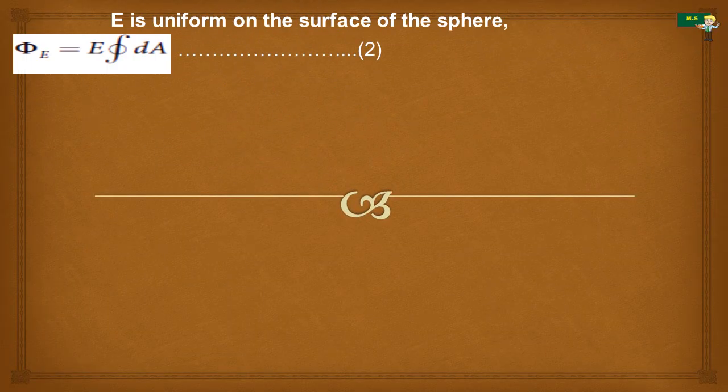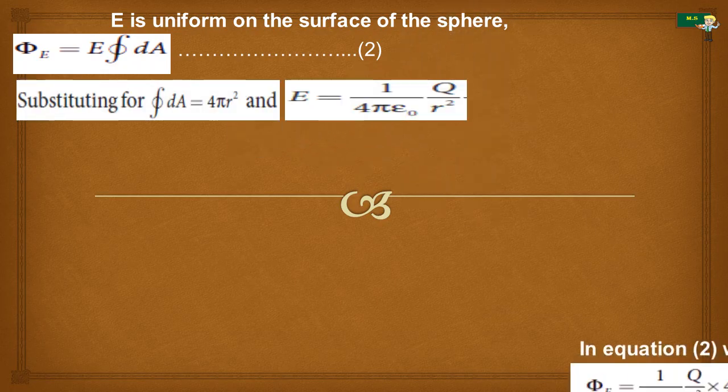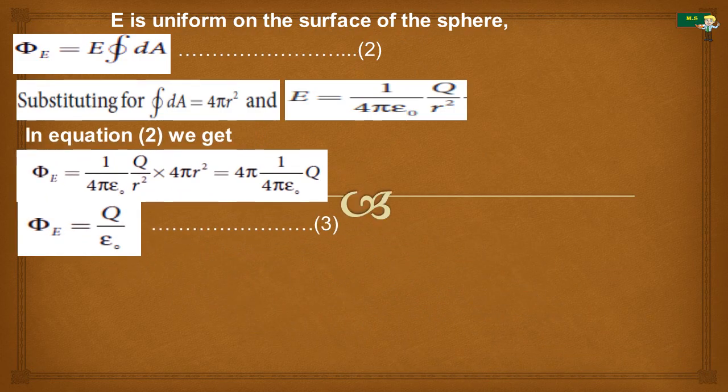Now, E is uniform on the surface of the sphere. If you consider the whole surface, the E value is uniform over the full sphere, as I explained in the equipotential surface already. Then phi E is equal to E closed integral dA. We can take the E outside of the integral, and we only have to integrate dA. This is equation number 2.